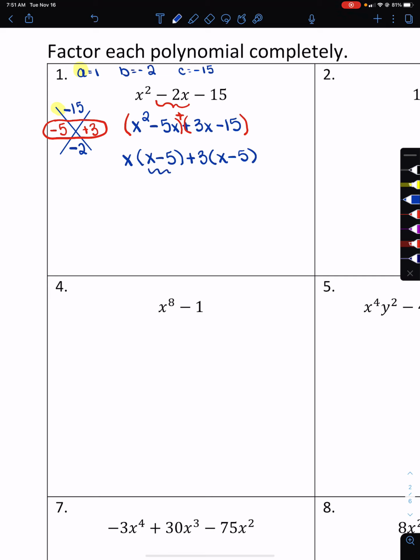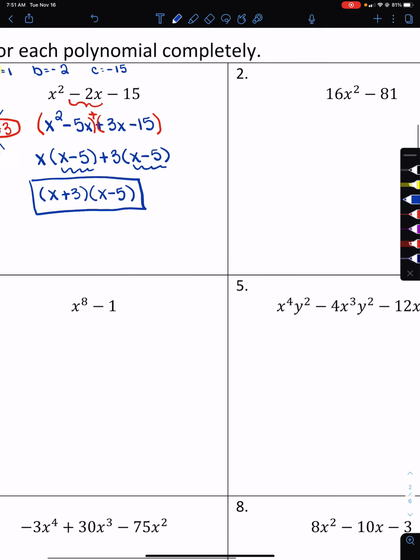Do the inside groups match, or do the factors match? Yes. So then my first factor will become what's on the outside, x plus 3. And my second factor is what they're both being multiplied by, or what's on the inside, x minus 5. Okay. So those are my factors for number 1. All right, let's go over to number 2.